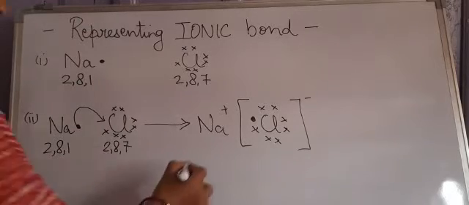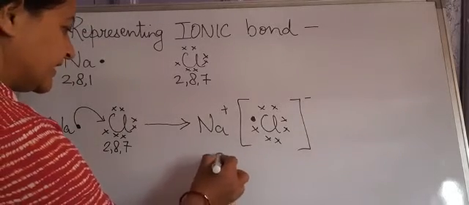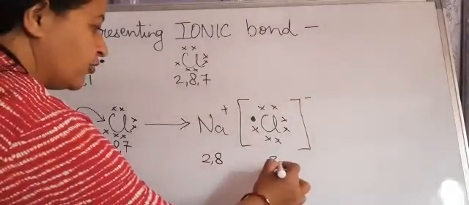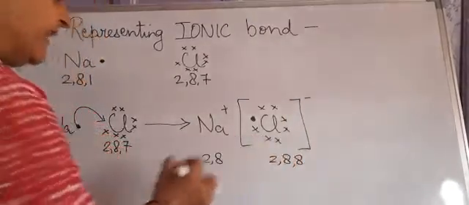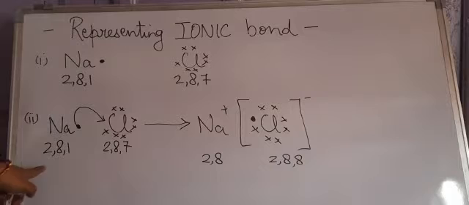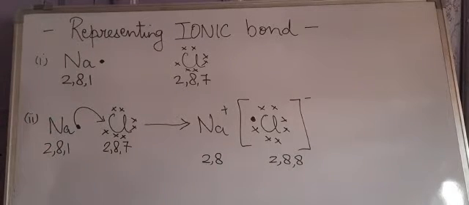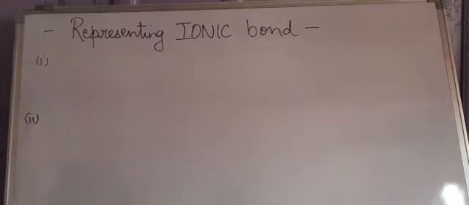All right, so here the electronic configuration becomes 2, 8 of sodium, and for chlorine it becomes 2, 8 and 8. So this is sodium and chlorine reacting together to give you sodium chloride, right? Let's take one more example.